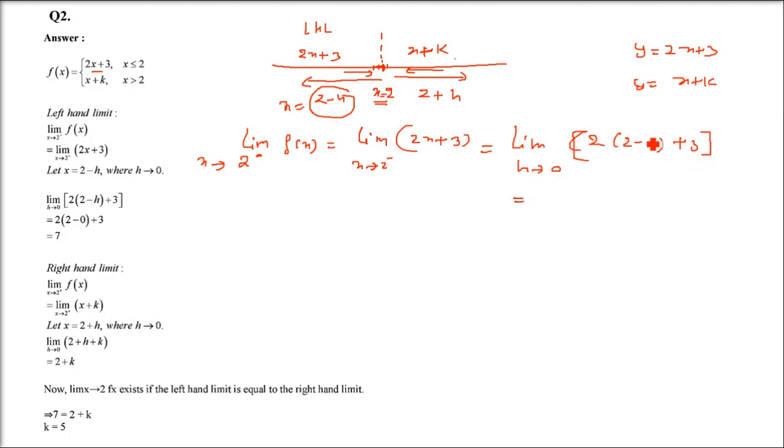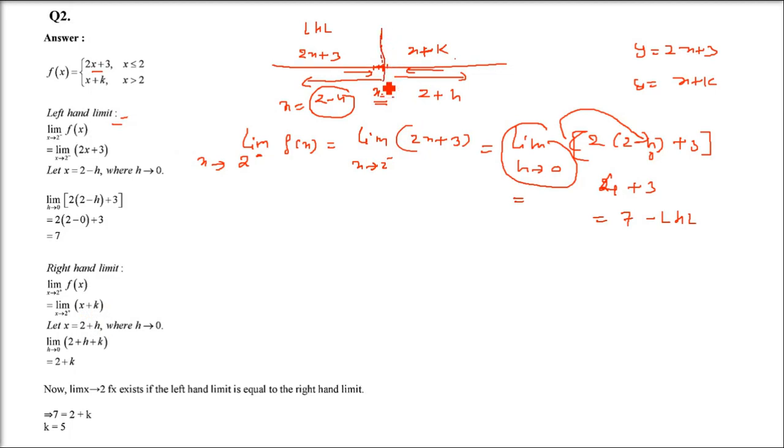h tends to 0, so you can just remove this. 2 into 2 is 4. 4 plus 3 is 7. So we have limit h tends to 0. h you have to remove because you are putting h as 0. When you put h as 0, just forget about h then. Limit has already been applied. So you have 7 here. This is the left hand limit.